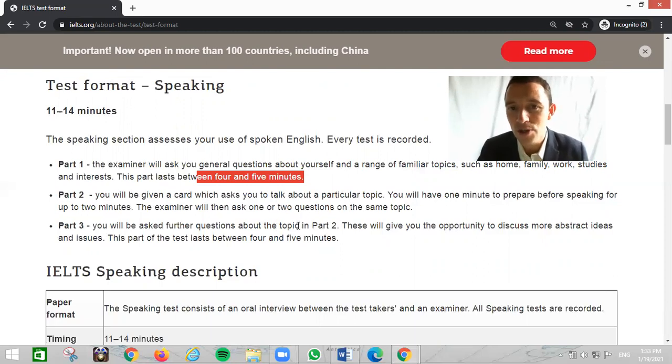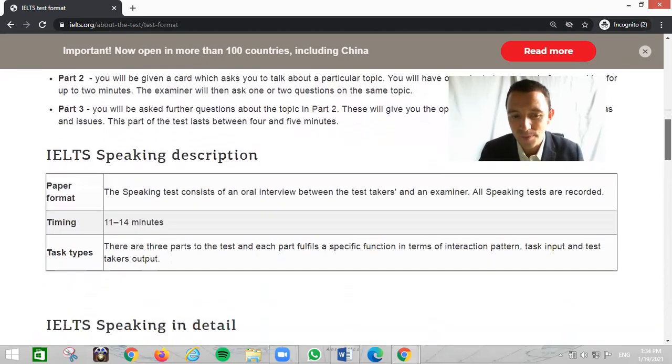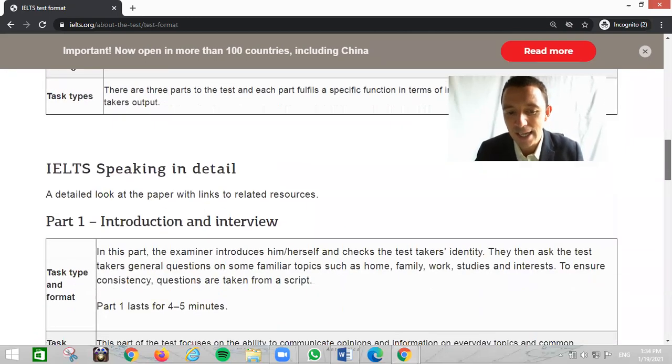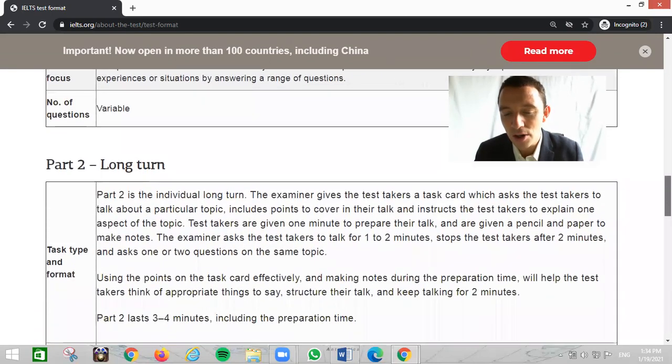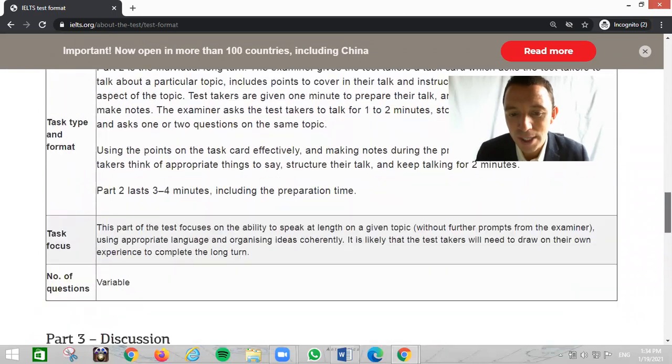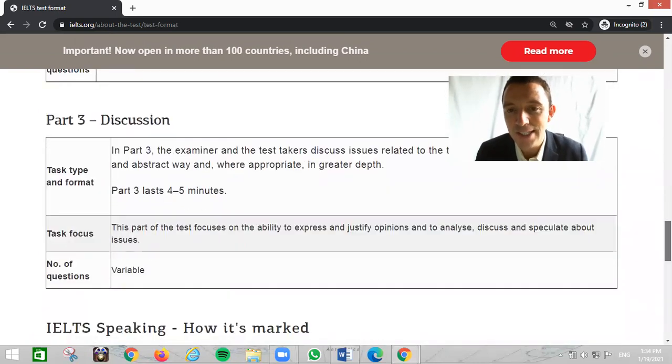So it's a good opportunity to speak more and to express your variety of vocabulary, your variety of grammar structures, and your fluency. Okay, and the next section is in detail. They explain part 1, as we spoke about. Part 2, the long turn, where you have 1 minute to prepare and 2 minutes to answer. Part 3 is the discussion.